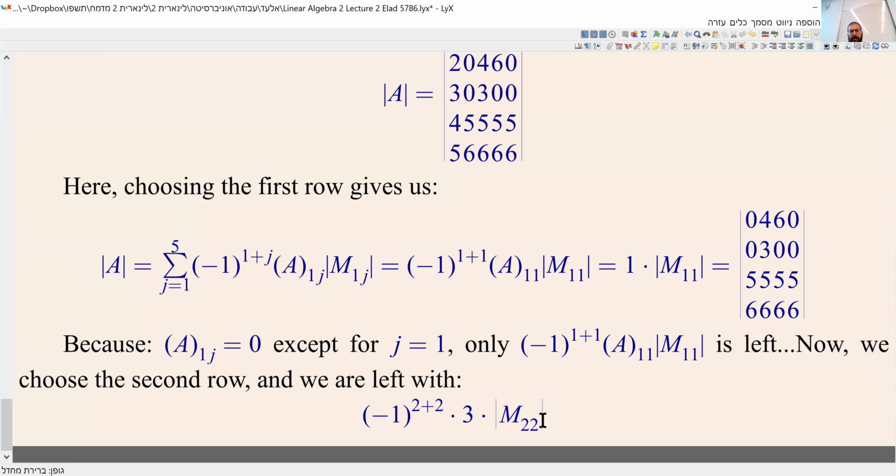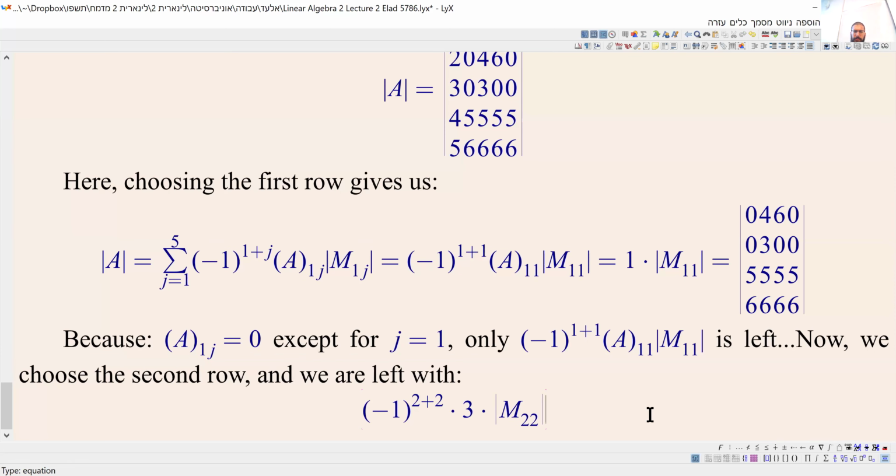604, and M22 is deleting the second row and second column. Let's see what we are left with.